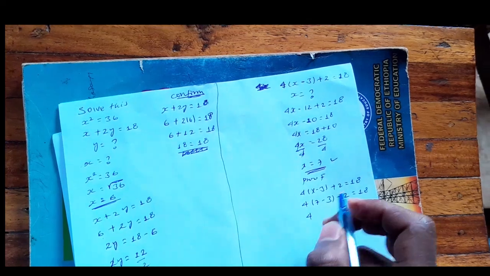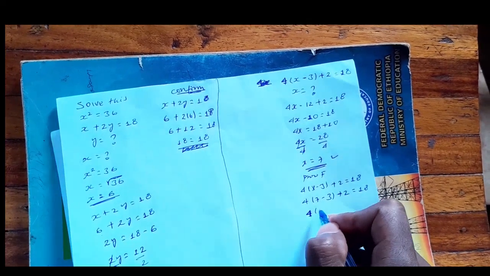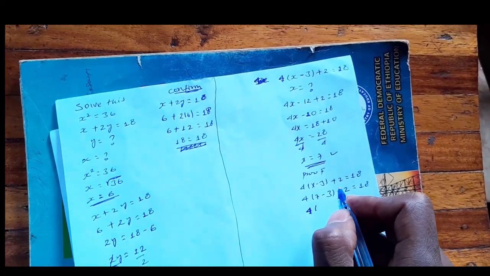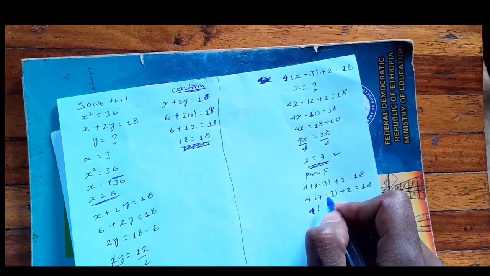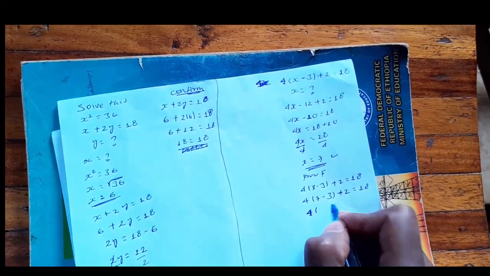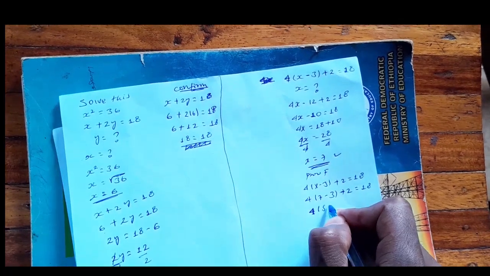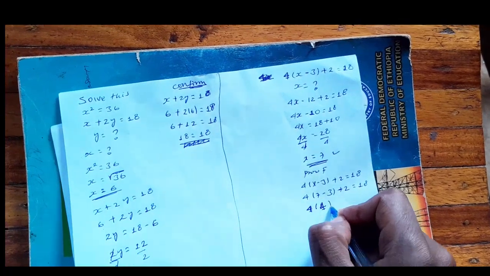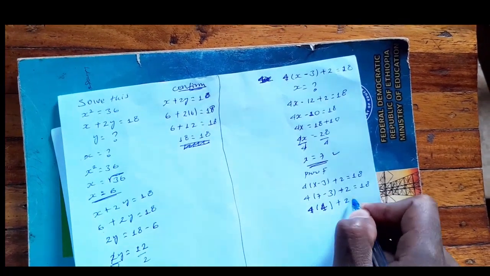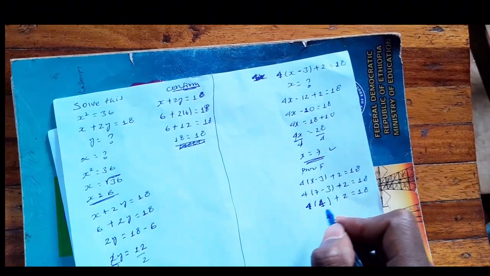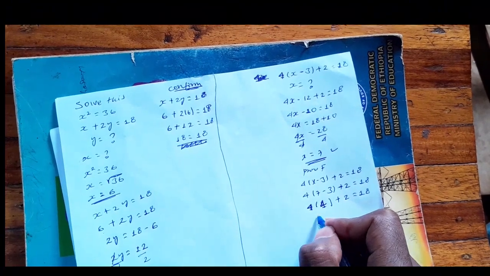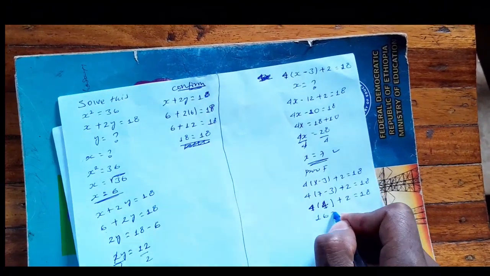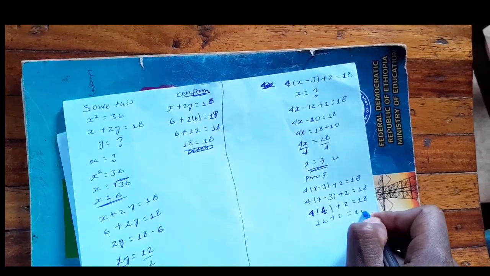After that, we first do the number that is present in the bracket. 7 minus 3 is, no, 4. So 4 times 4 plus 2 is equal to 18. After that, 4 times 4 is 16 plus 2 is equal to 18.